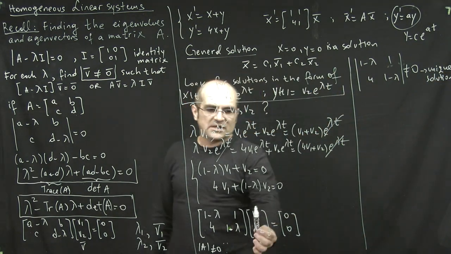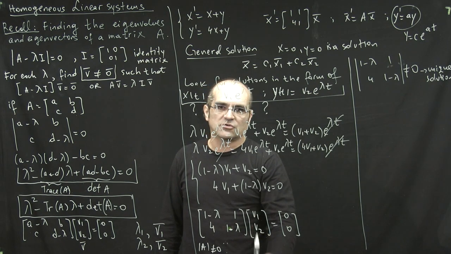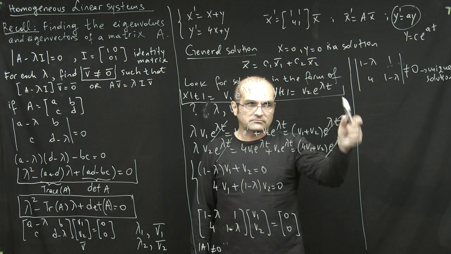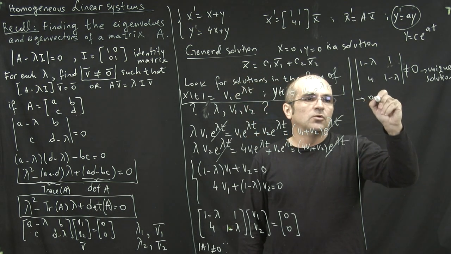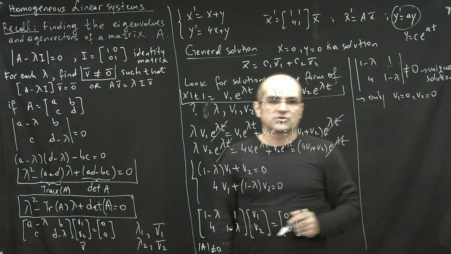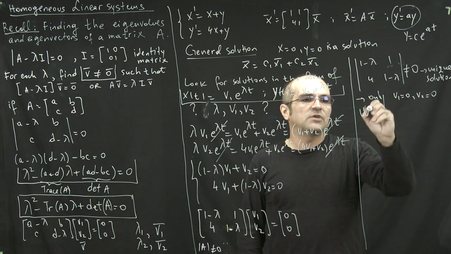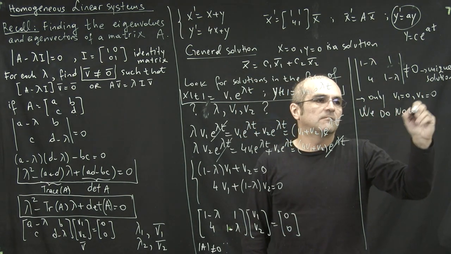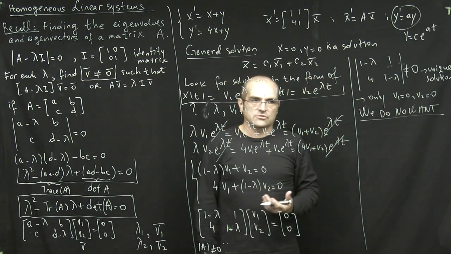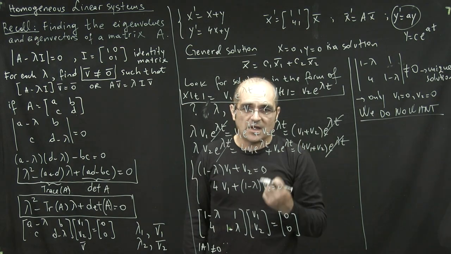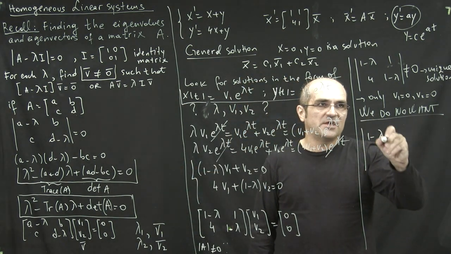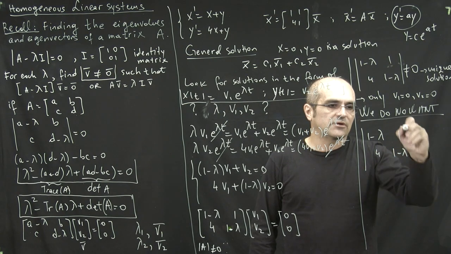Okay, so I know already that the system has a 0, 0 solution. If this system will have a unique solution, then that means you would only have v1 equals 0, v2 equals 0 as a solution. This is exactly what we do not want. We want a non-zero solution. And that is the reason why we set to begin with the determinant of this matrix exactly equal to 0.